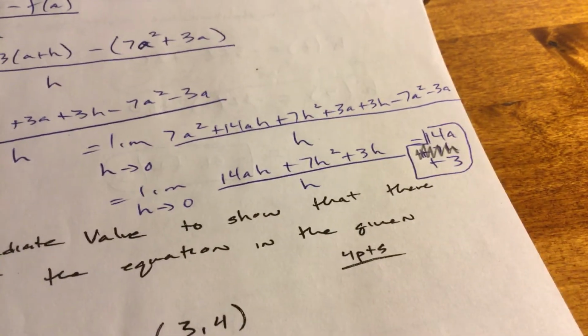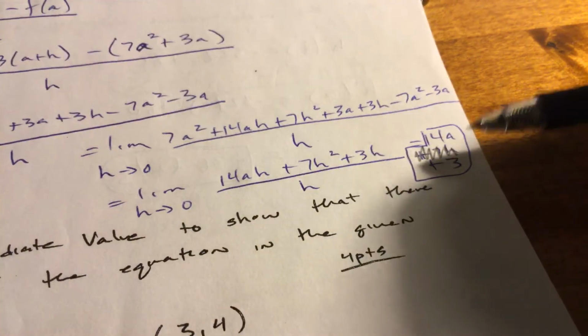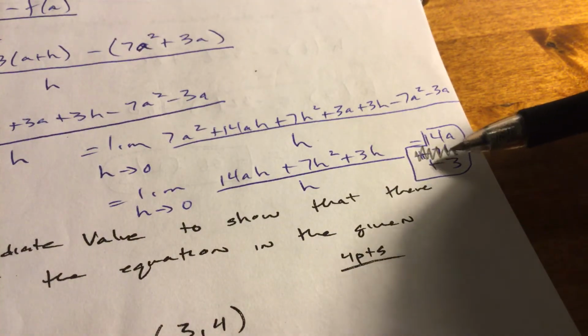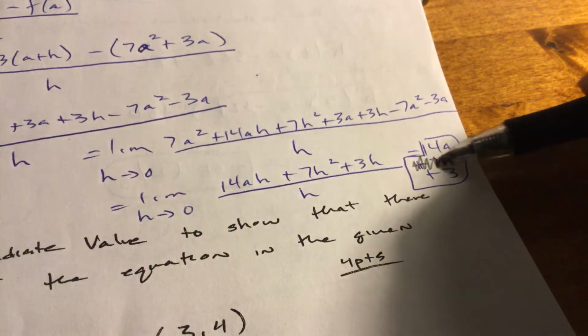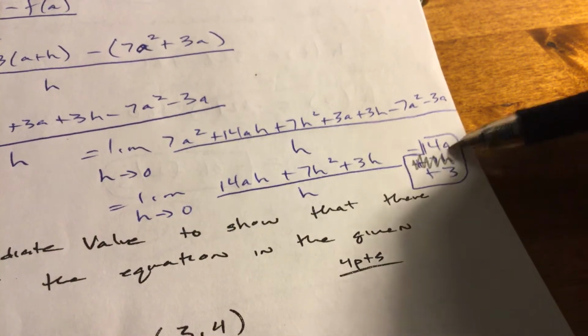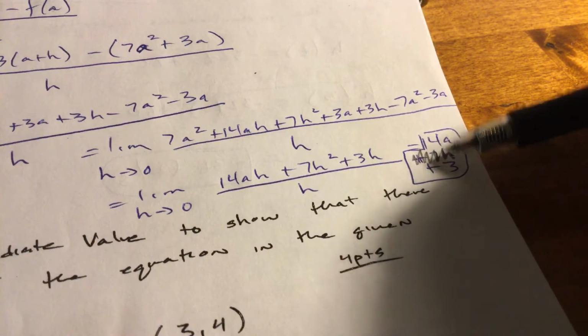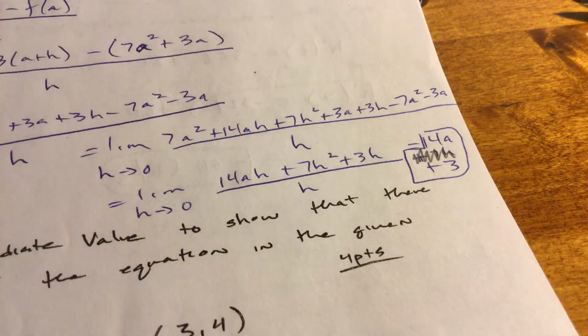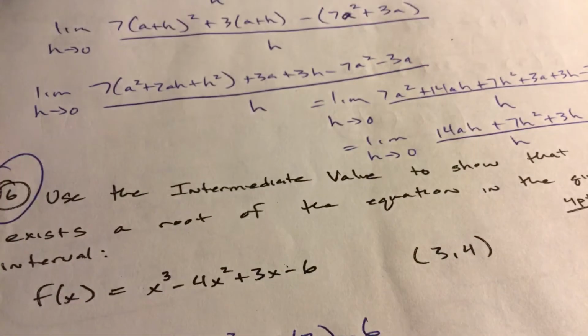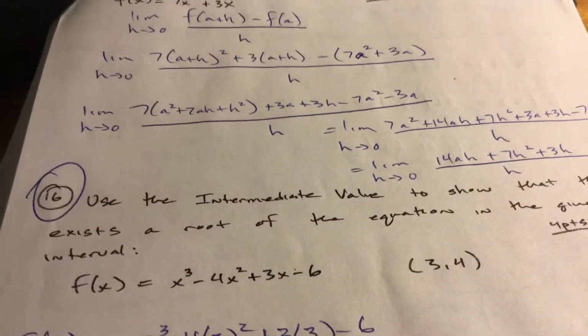Which I forgot. Notice how it did say minus 7h, but I blotted it out there because I'm letting h go to 0. So 14a plus 3 is what remains. We can talk more about that one too if we have a review day in between.